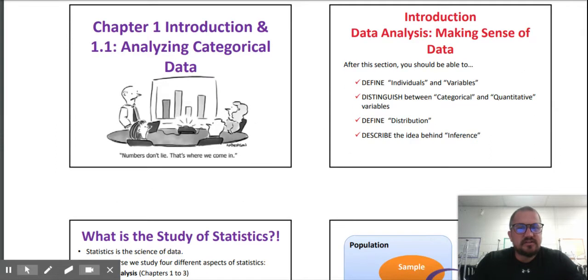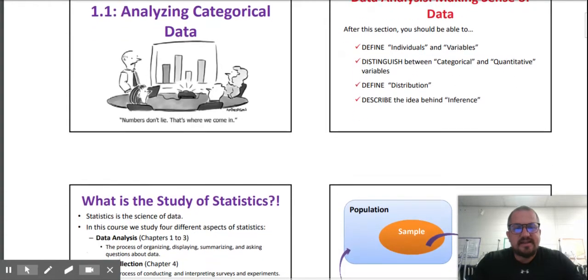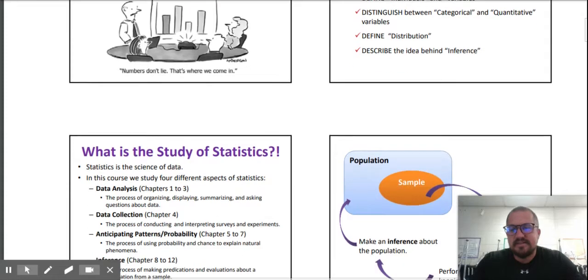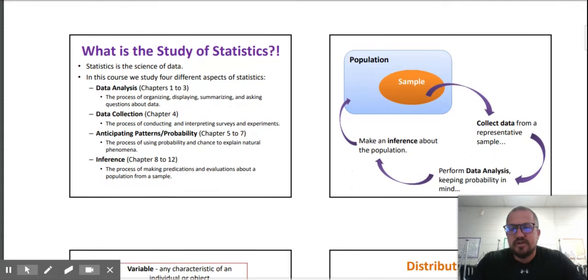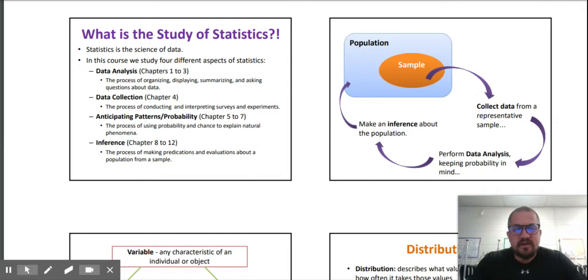So an introduction to data analysis. What we should know after this section is we should be able to define individuals and variables. We should be able to distinguish between categorical and quantitative variables, define a distribution, and describe the idea behind what inference is. So the first question, and hopefully the video went through this, but what is the study of statistics? Statistics is the science of data.